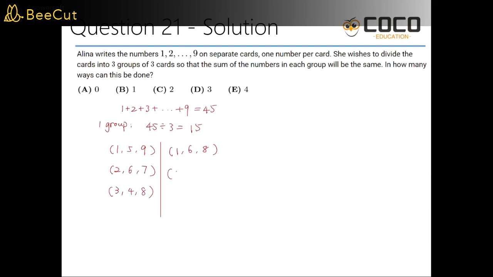And in case 2, the one that contains 2, the other 2 numbers sum to 13. Now it can't be 5 and 8 or 6 and 7, so you can only choose 4 and 9. So the last group is 3, 5, 7. So there are 2 ways for this to be done. The answer is C.